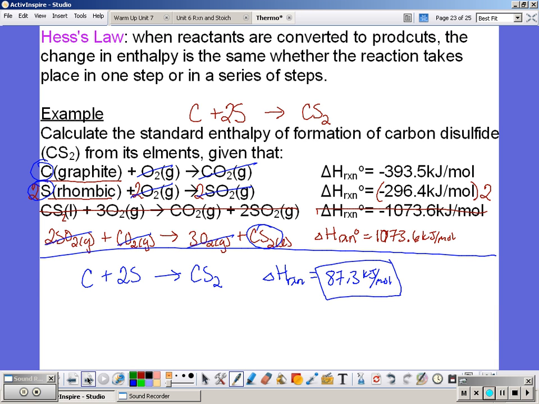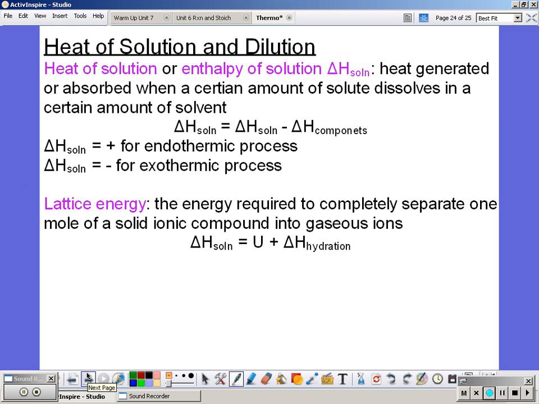Now, heat of solution and dilution. The heat of solution, or the enthalpy of solution, is the heat generated or absorbed when a certain amount of solute dissolves in a certain amount of solvent. So this is the same thing that we've been doing as a reaction, except instead of having a reaction, it's just the process of dissolving. So you have the heat of solution, and that's equal to the heat of the solution minus the amount that it takes for the components, your solute versus your solvent. If the heat of solution is positive, then it's an endothermic process, and if the heat of solution is negative, then it's an exothermic process.